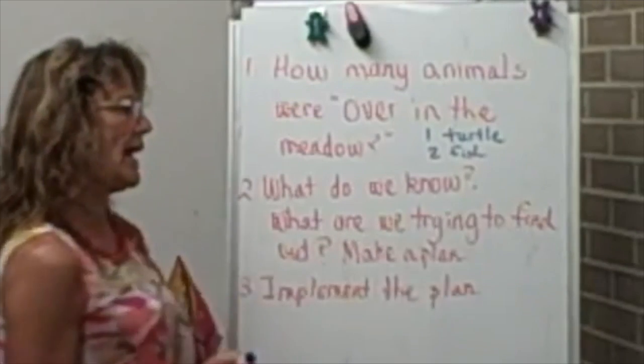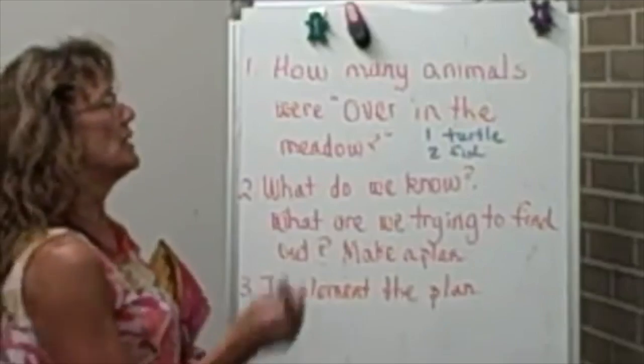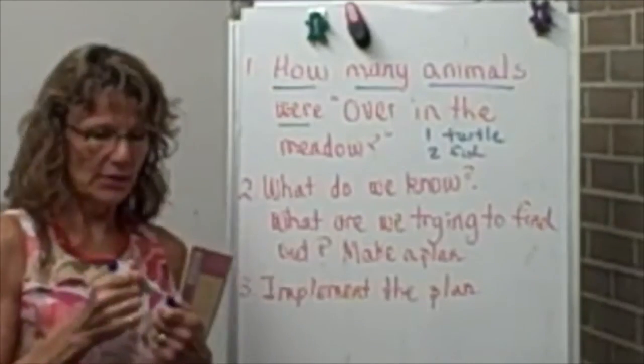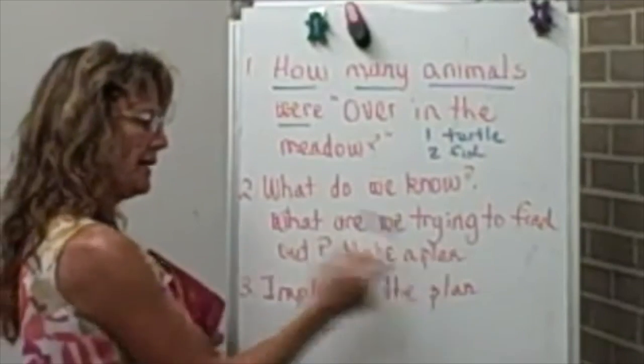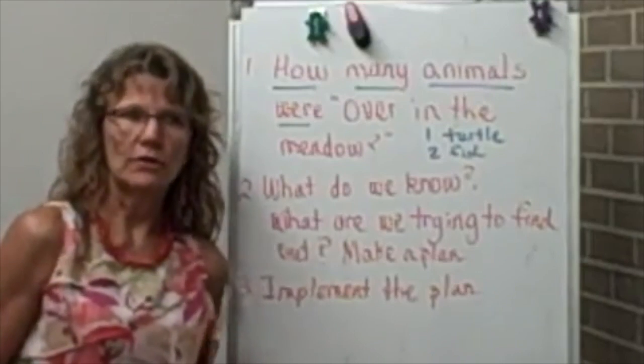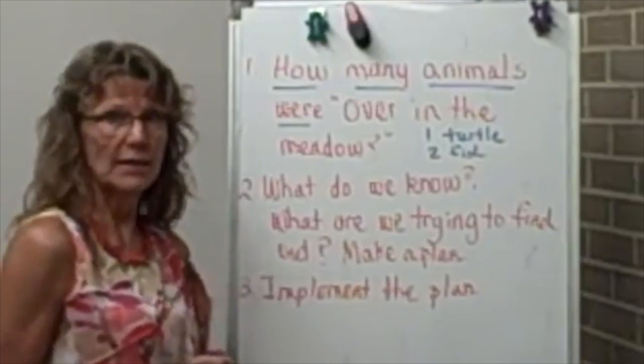What are we trying to find out? Well, what is our question? Our question is, how many animals were in the meadow? Okay, so now it's time to make a plan. What is our plan? What is one way we could find out? We would talk to the students and elicit their ideas about that.